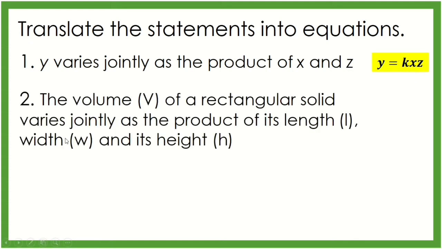Number 2, the volume V of a rectangular solid varies jointly as the product of its length L with W and its height H. This is equal to V equals K times length times width times height. So, V stands for volume, equal siya sa constant times L is for length, W is for width, and H is for height.